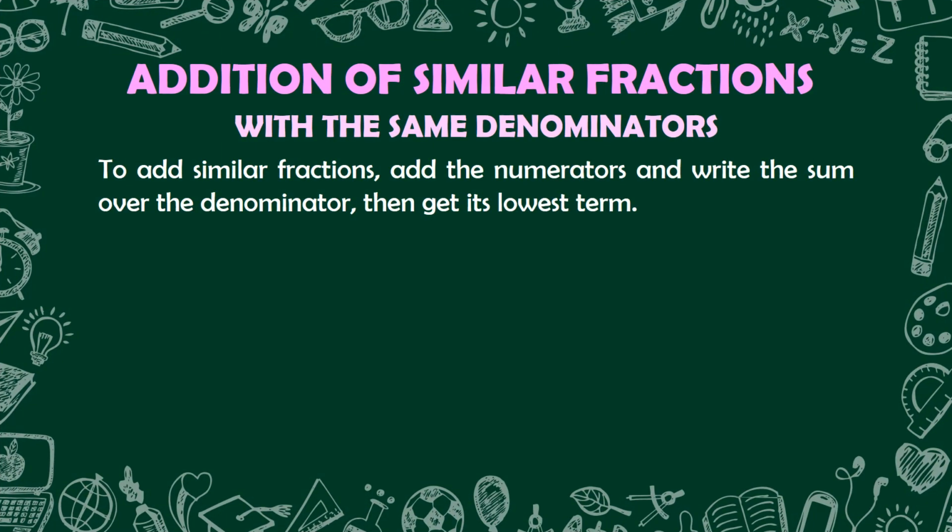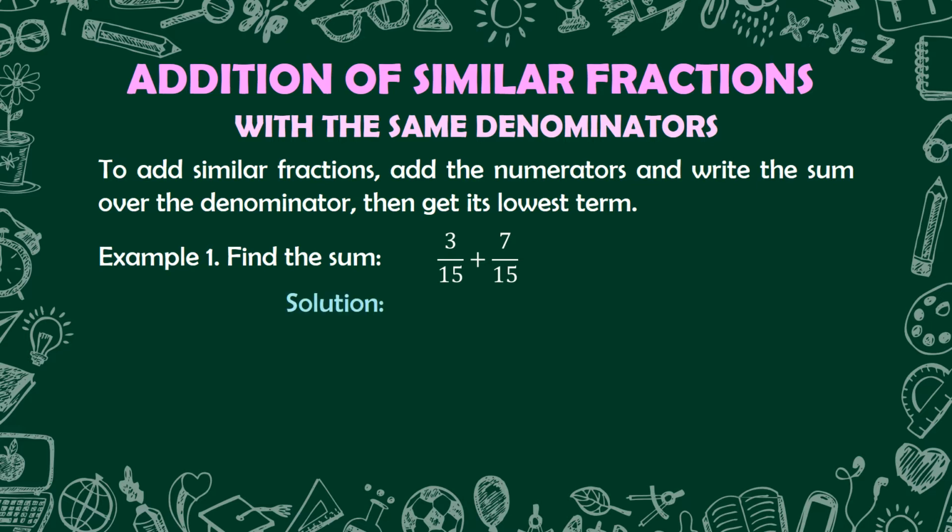Addition of similar fractions with the same denominators. To add similar fractions, add the numerators and write the sum over the denominator, then get its lowest term. Example 1. Let us find the sum of 3 over 15 plus 7 over 15. So, parehas lang sila ng denominators, kaya sila tinawag na similar fractions. At kapag similar ang fractions, we will just simply add the numerators.